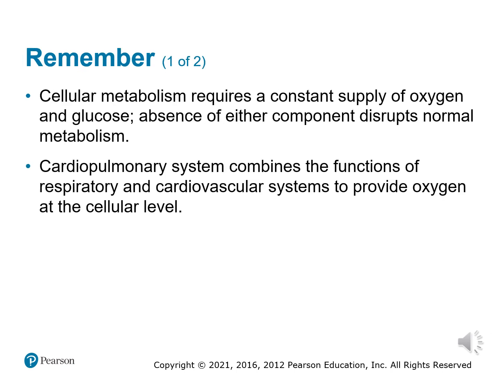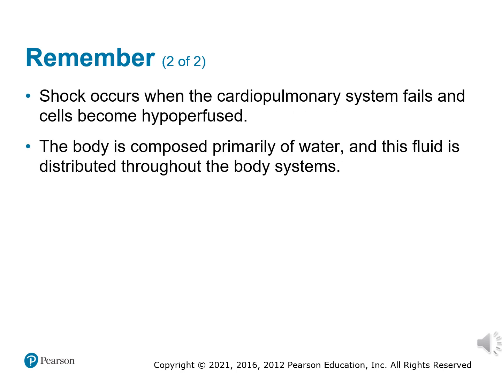Remember that cellular metabolism requires a constant supply of oxygen and glucose. An absence of either component disrupts normal metabolism. The cardiopulmonary system combines the functions of the respiratory and cardiovascular systems to provide oxygen at a cellular level. Remember that shock occurs when the cardiopulmonary system fails and cells become hypoperfused. The body is comprised primarily of water, and this fluid is distributed throughout the body systems.